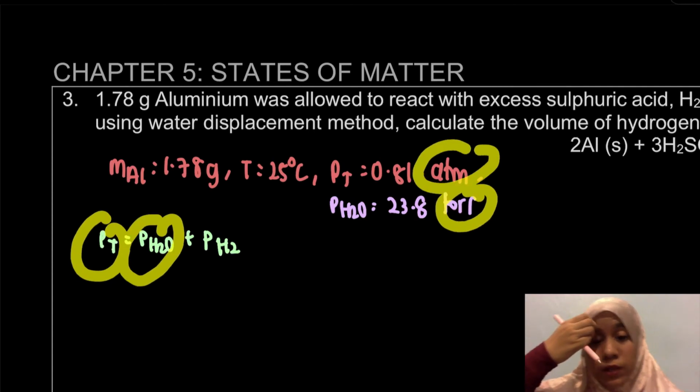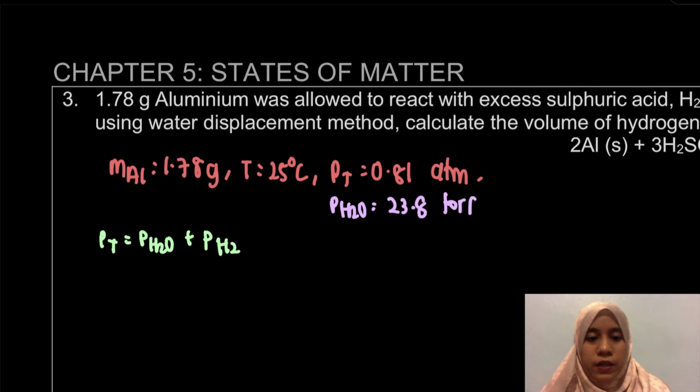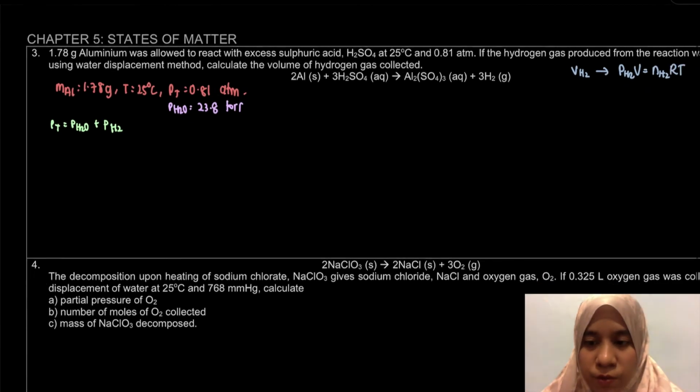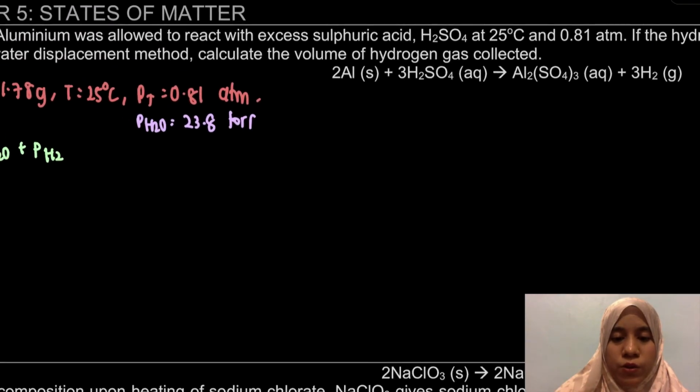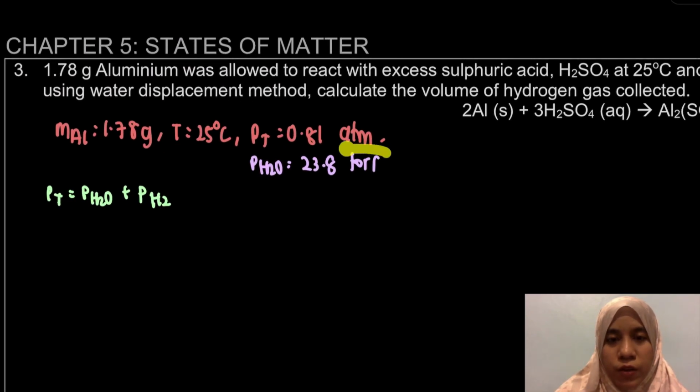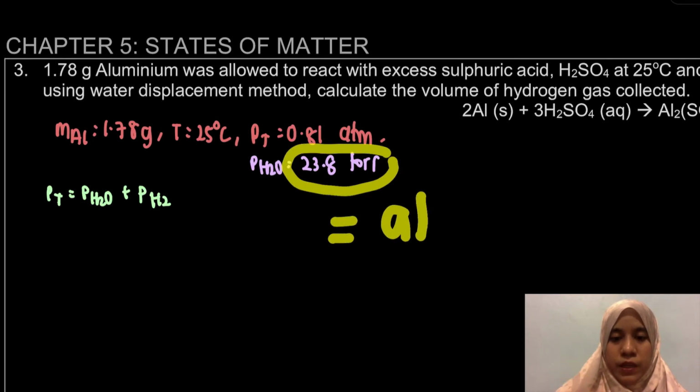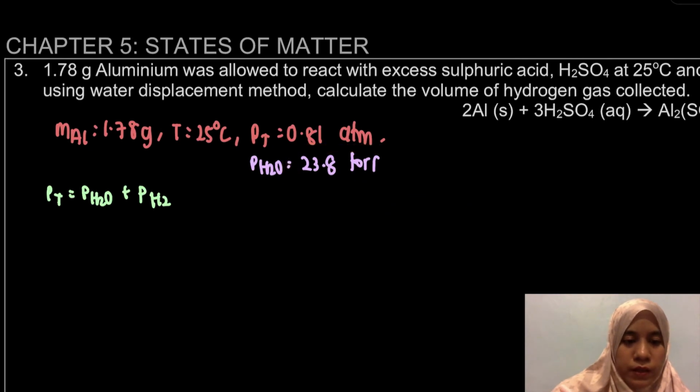Okay, so which one yang kita nak tukar? Okay, sebab tahu nanti akan guna PV equal to nRT kan. So what I would like to do, awal-awal ni terus tukarkan 23.8 torr ni, tukarkan kepada dia punya ATM. Okay, so how I'm gonna do it? Okay, macam mana nak kira dia?